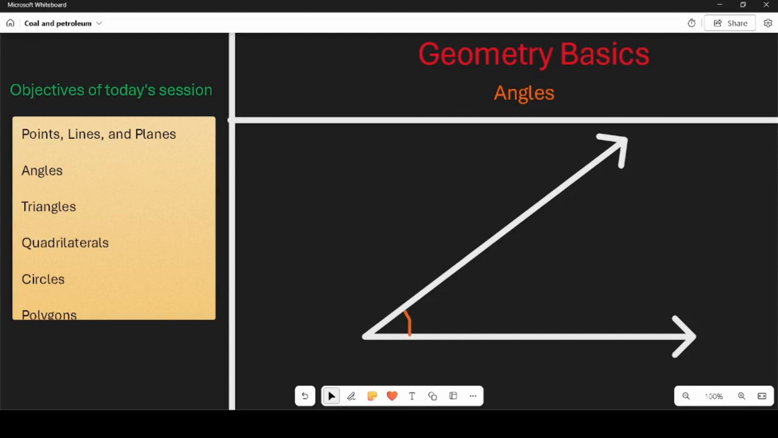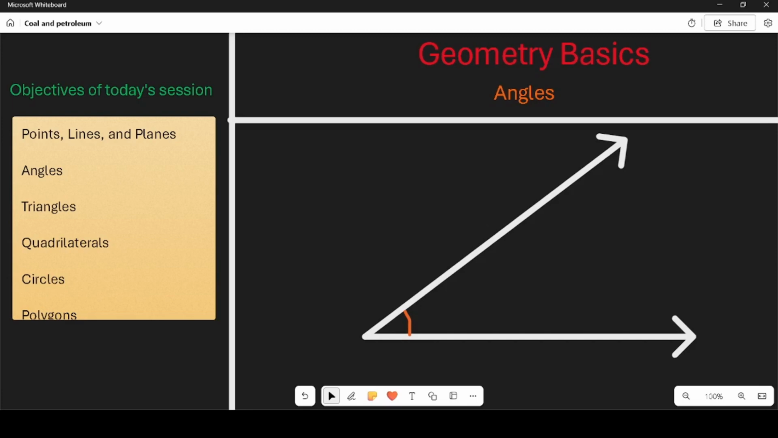Now let's turn our attention to angles. An angle is formed when two rays share a common endpoint known as a vertex. Angles are measured in degrees, with a full circle being 360 degrees. There are mainly three types of angles: acute angle, obtuse angle, and right angle. An acute angle is less than 90 degrees, an obtuse angle is more than 90 degrees, and a right angle is perfectly 90 degrees.